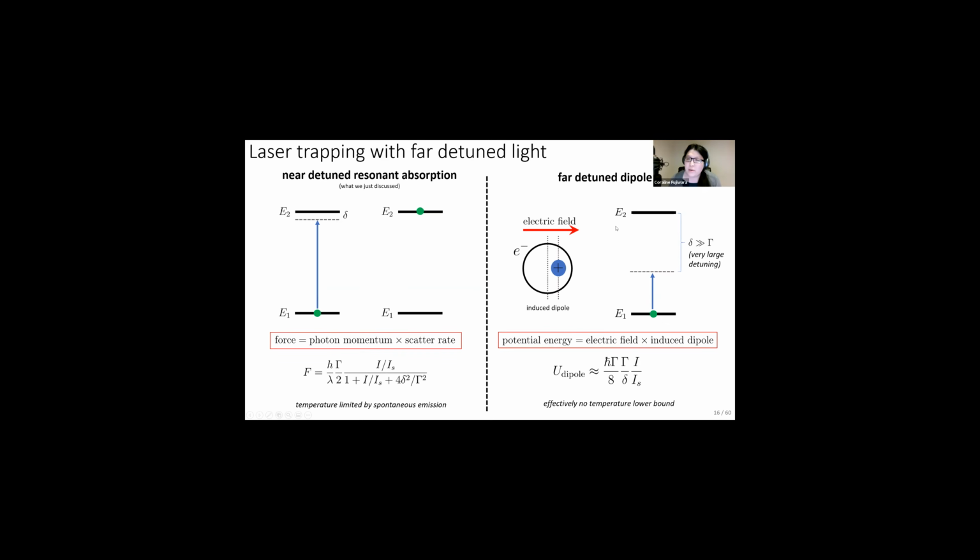Great. So we're going to use this physical mechanism to create a new kind of atom trap. And I'd also point out that one advantage of this trapping mechanism is that there's effectively no lower temperature bound.